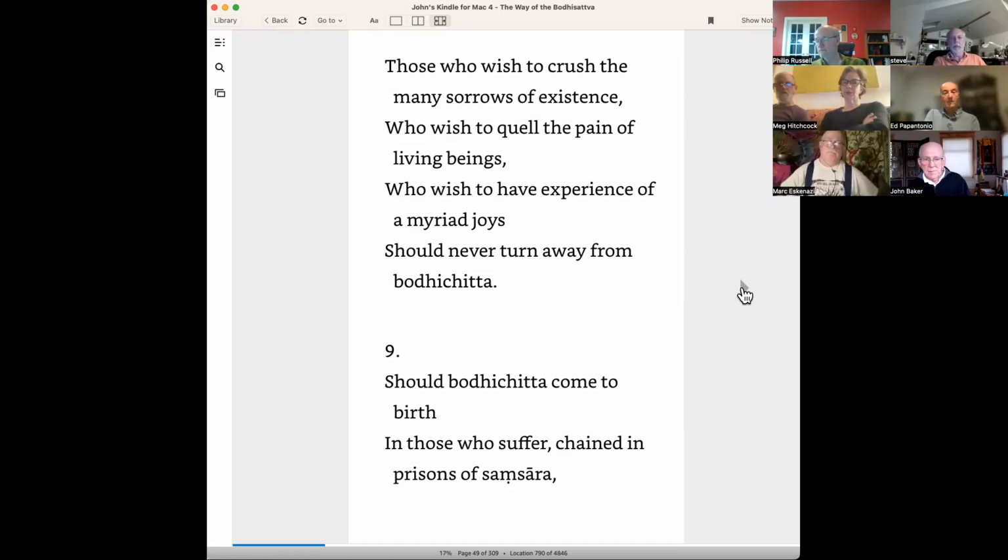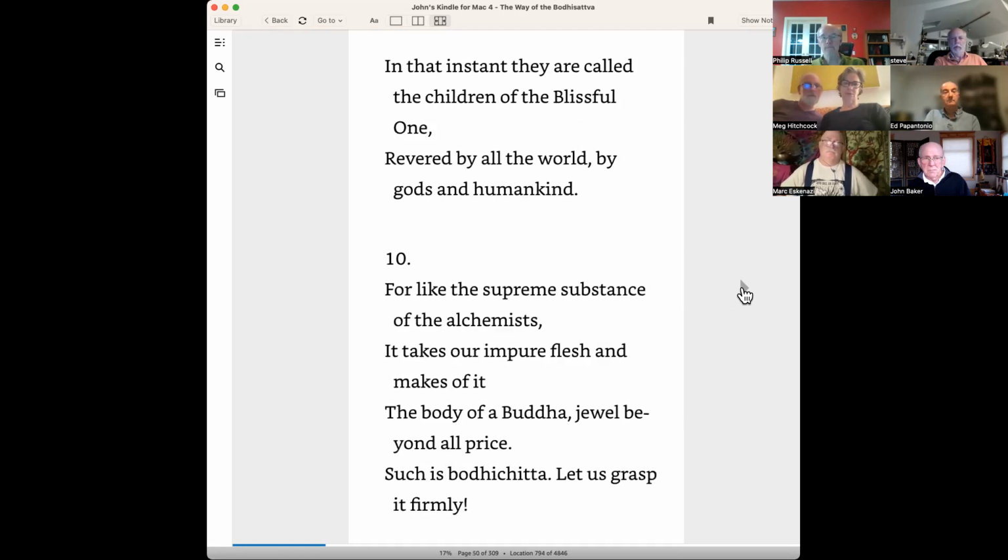Meg. Should bodhicitta come to birth in those who suffer chained in prisons of samsara, in that instance they are called the children of the blissful one, revered by all the world, by gods and humankind. Yeah, that seems very straightforward. The blissful one again is the Sugata, the Buddha, or Buddhas.